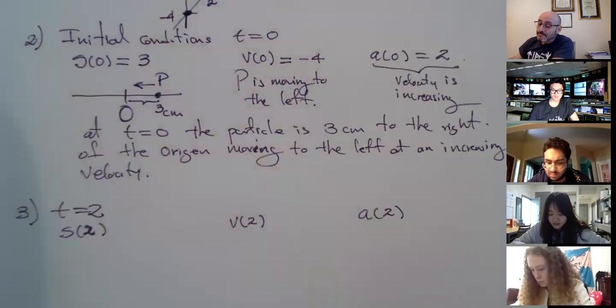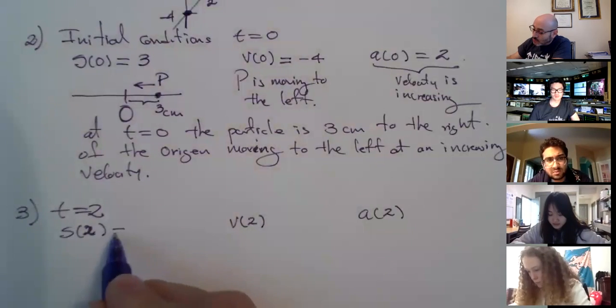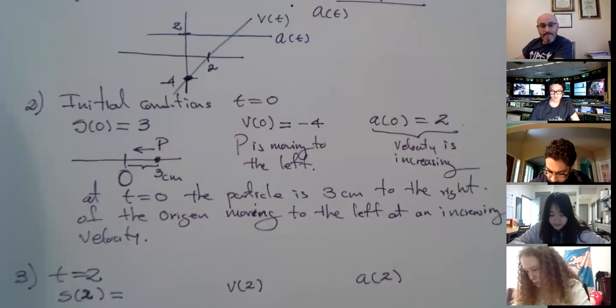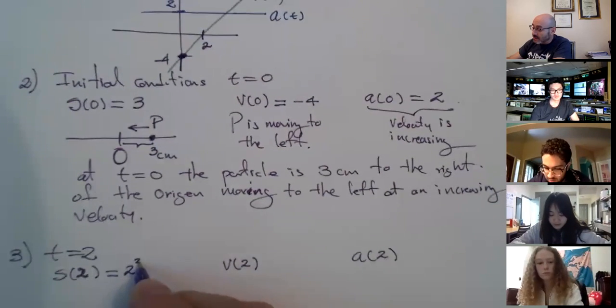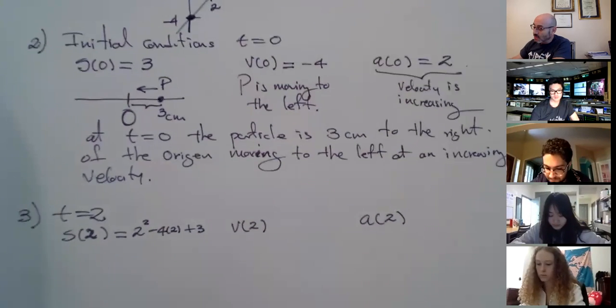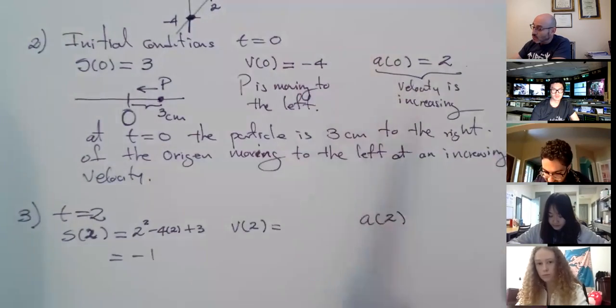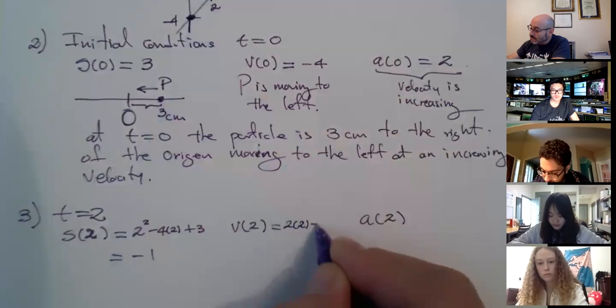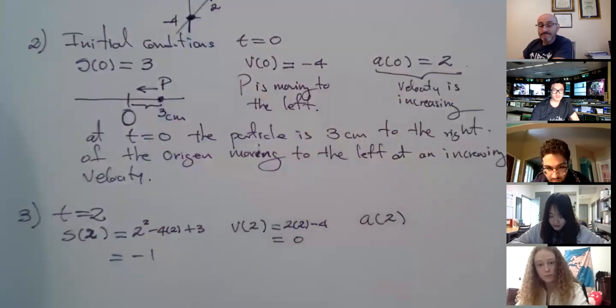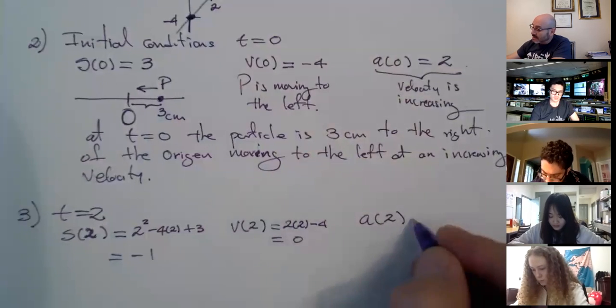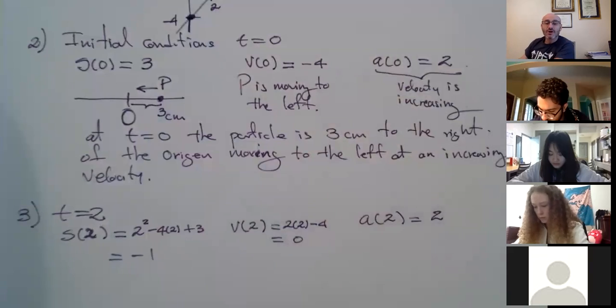So, s of 2, plugging 2 into s, gives us 2 squared minus 4 times 2 plus 3, which is 4 minus 8, negative 4, plus 3, negative 1. The velocity at 2 is going to be 2 times 2 minus 4, so the velocity is 0. And the acceleration at 2 is 2, because it's constant, right?